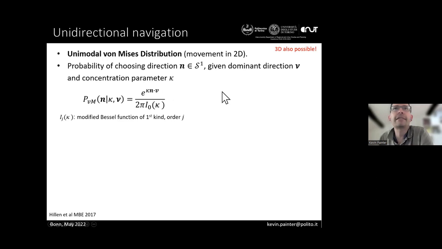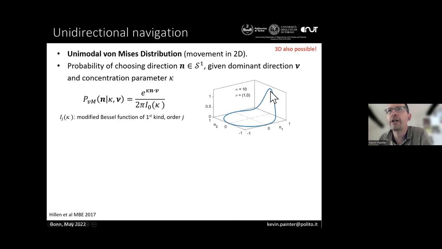It gives me a probability distribution for choosing some direction n. It is based on two parameters: a dominant direction, so the direction you're most likely to move in, and some concentration parameter kappa, which indicates just how likely that direction is. So a high kappa will give you a highly concentrated distribution in the dominant direction. So that's my von Mises distribution. It's given by this form here, and I_0 denotes the modified Bessel function of the first kind, order zero in this case. That just enters into the normalization of this distribution.